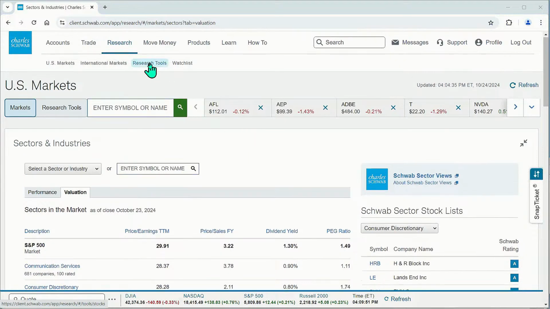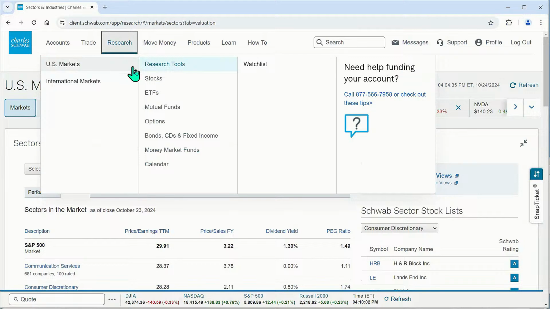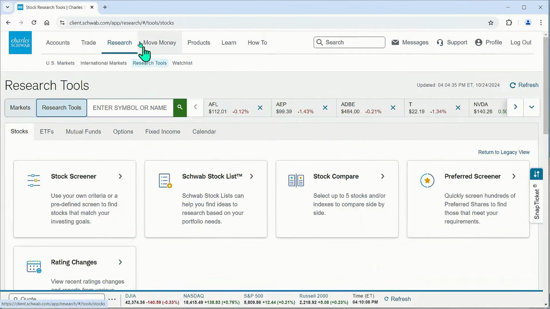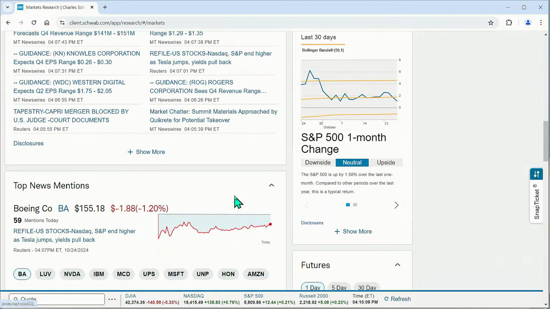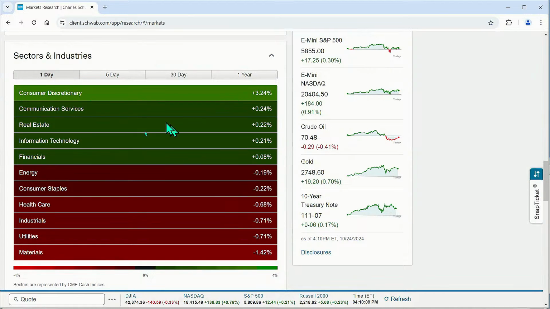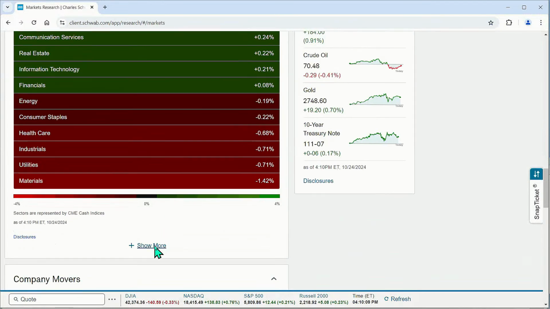Remember, to get here, you can just go up to research. You can go to stocks. Excuse me, I clicked wrong. Research, US markets. Scroll on down the page, here's this, and then just click show more.